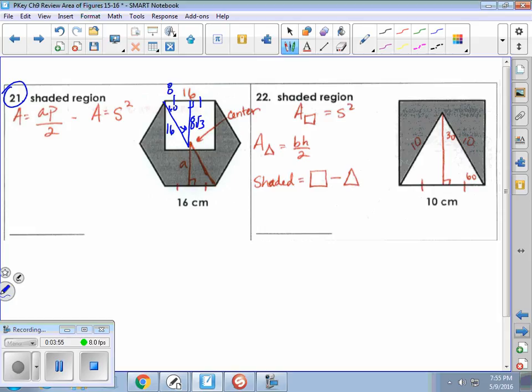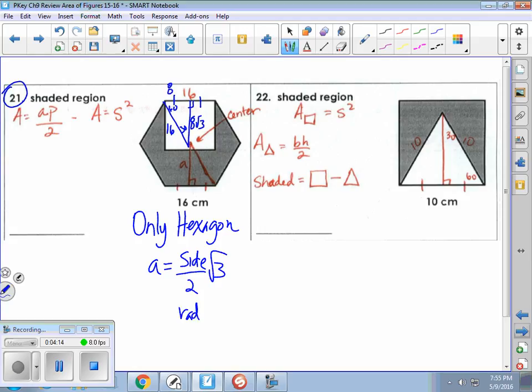So only in a hexagon does this work. The apothem is half the side times square root of 3. Or you could say it's half the radius, whatever the radius is. Take half of it, and then put square root of 3. You're going to have a special right triangle always with a hexagon, okay?